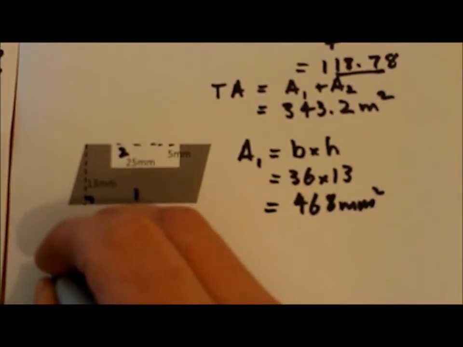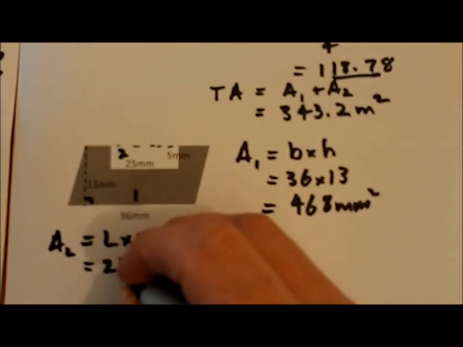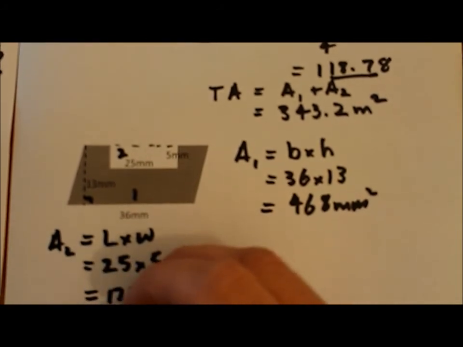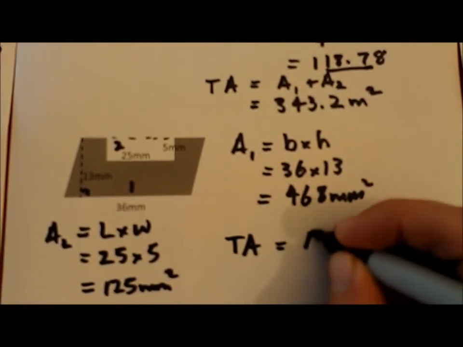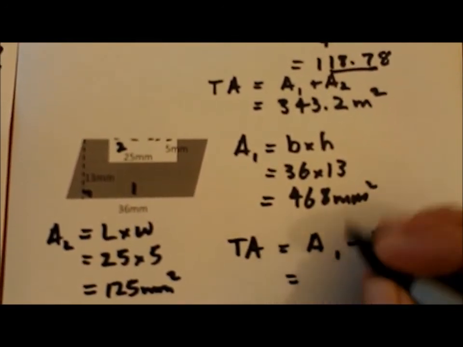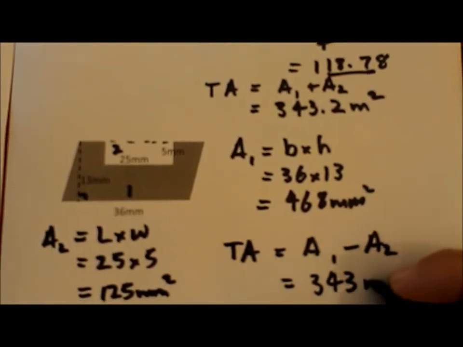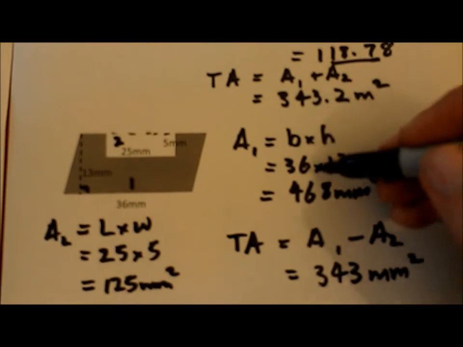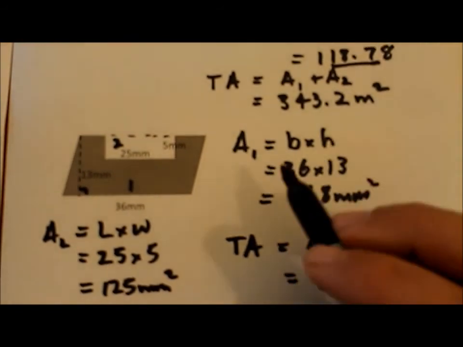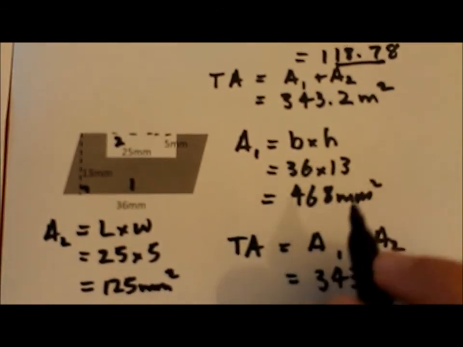Area 2 is a rectangle, length times width, which is just 25 times 5, which is 125 millimetres squared. So my total area will be area 1 minus area 2. If I do that, subtract those two, I should get 343 square millimetres. Okay, again, just want to emphasise 3 lines of working out is what I want to see in your books. You do need to memorise your formulas so you can make that. What's the shape? That's its formula. Sub in, work out. I'm going to do 3 more examples now.